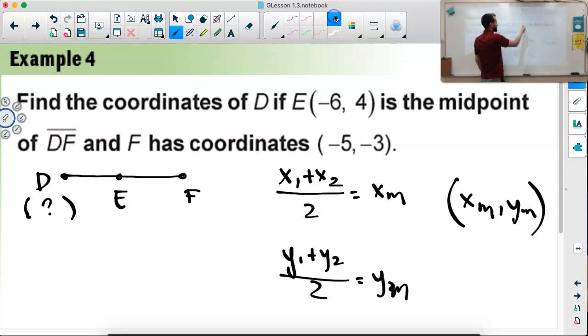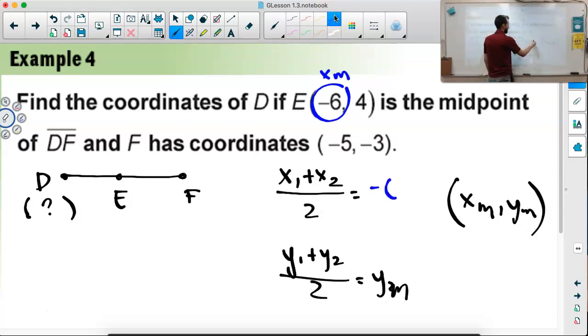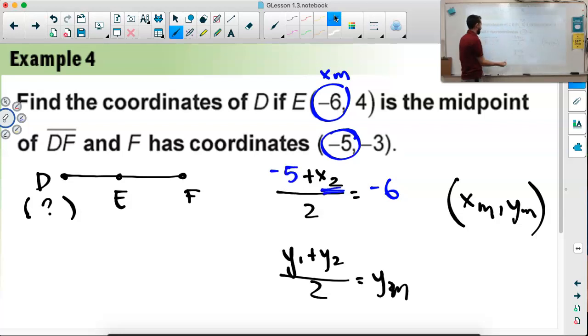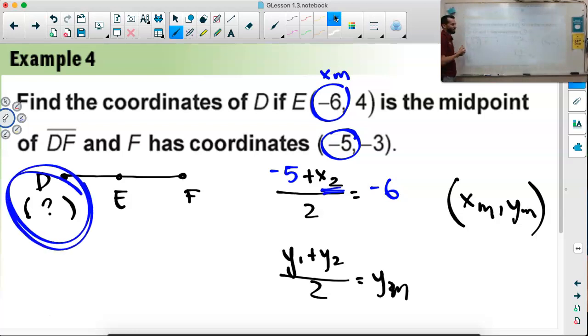So let's kind of go through this. This would be the x midpoint. So I'm going to put a negative 6 here. And this would be one of the endpoints. Let's put it right here. But the reality is I don't know this other one. That's what they want me to find, right? They want me to find this d value. But I have a little equation here, and I'm only missing one thing, one variable. So I should be able to find that variable by solving this. Now watch what's going to happen, right? I would multiply both sides by 2.